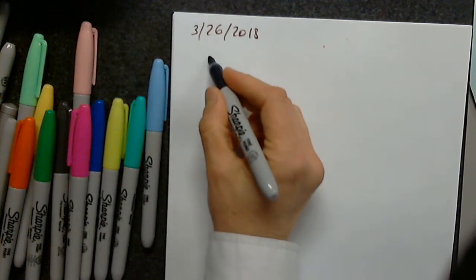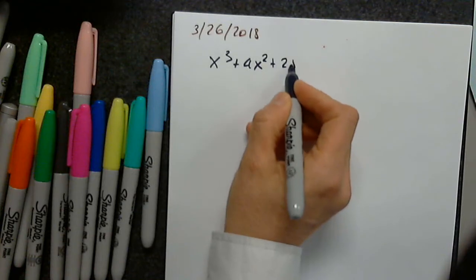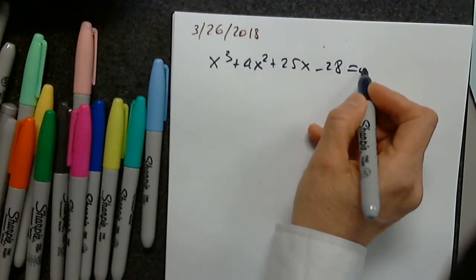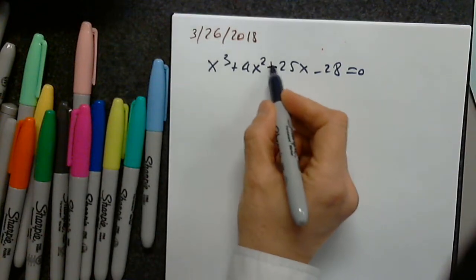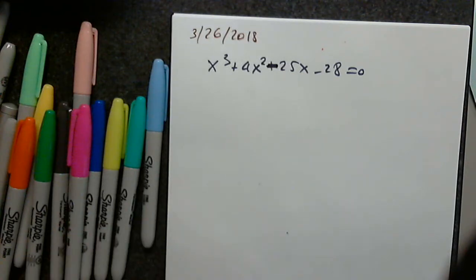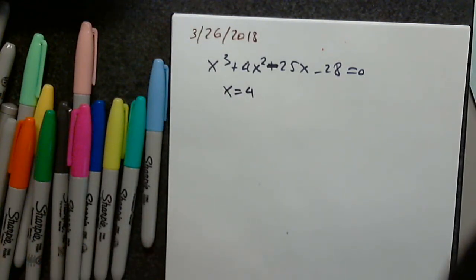Okay, here's the equation. We have x to the third plus 4x squared minus 25x minus 28 equals 0. MyMathLab shows the graph of this function, just a portion of the graph. And from the graph, we read that x equals 4 is an x-intercept.